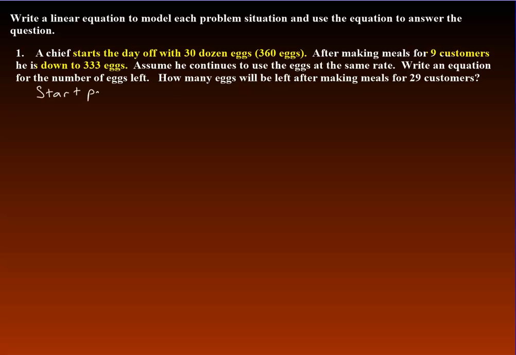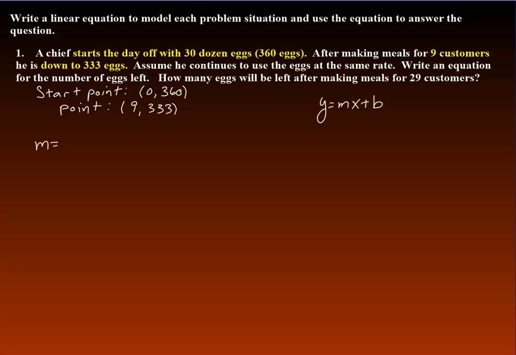So we have a starting point at 0 customers and 360 eggs. We have a second point where we've had 9 customers and we have 333 eggs. So we need to write an equation, y equals mx plus b. Okay, so we need to find the slope.